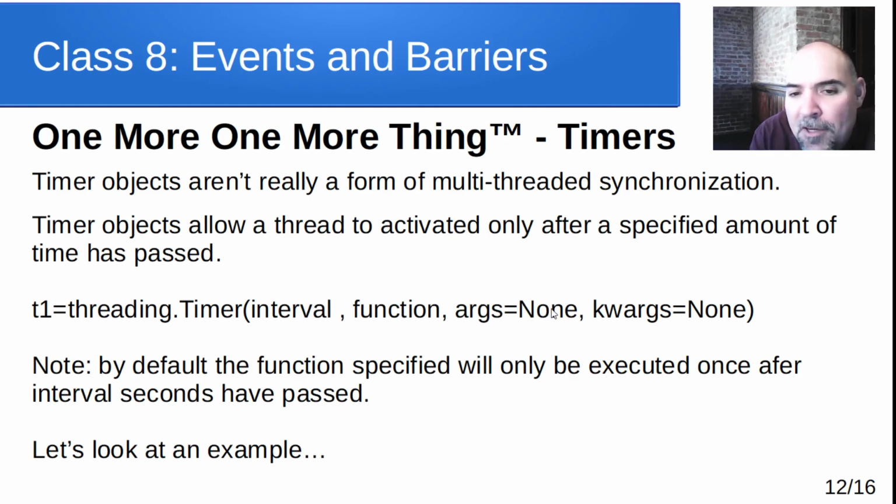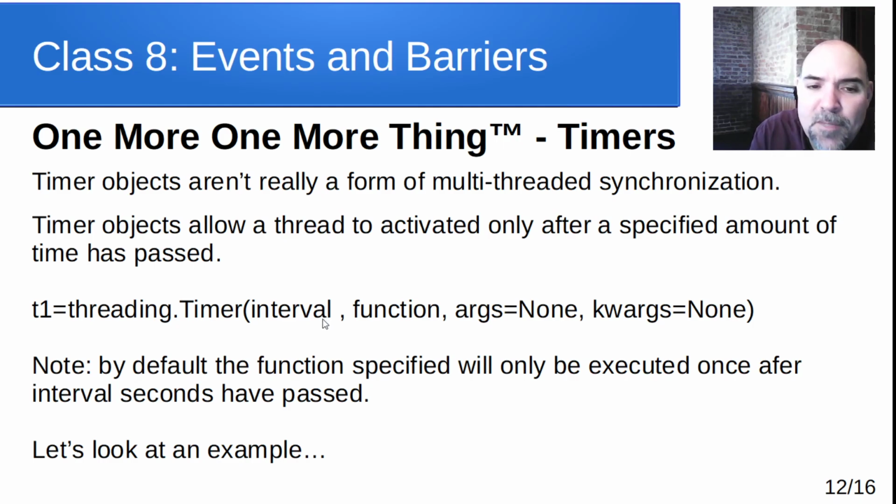Now you can pass arguments to that function. There's also this keyword argument thing where you can pass in a dictionary of the arguments rather than a tuple like over here. But notice the main thing here, the things that are required, you have to say how long into the future you want this function to be run. And then once that thread is started, the timer will count, and then when this time elapses, this will get executed once after this number of seconds have elapsed.